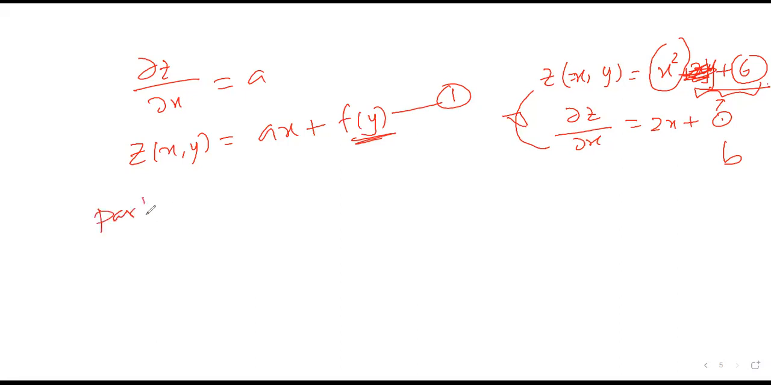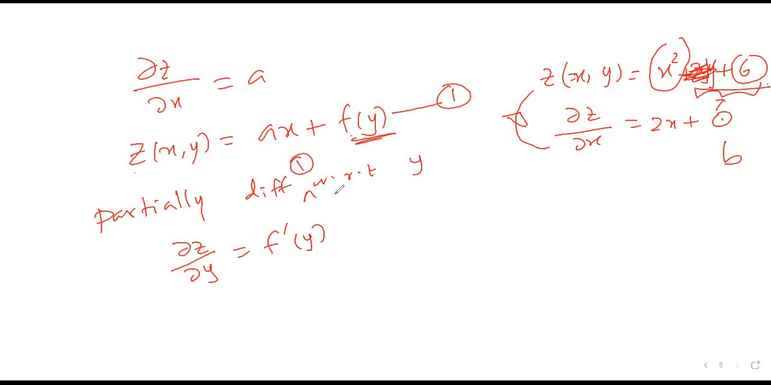Again, continue this one: partially differentiate equation 1 with respect to y. So what you'll get is del z over del y, which is equal to, do you have y here? No. This will be f dash of y, or del f over del y. I'm going to use this notation.